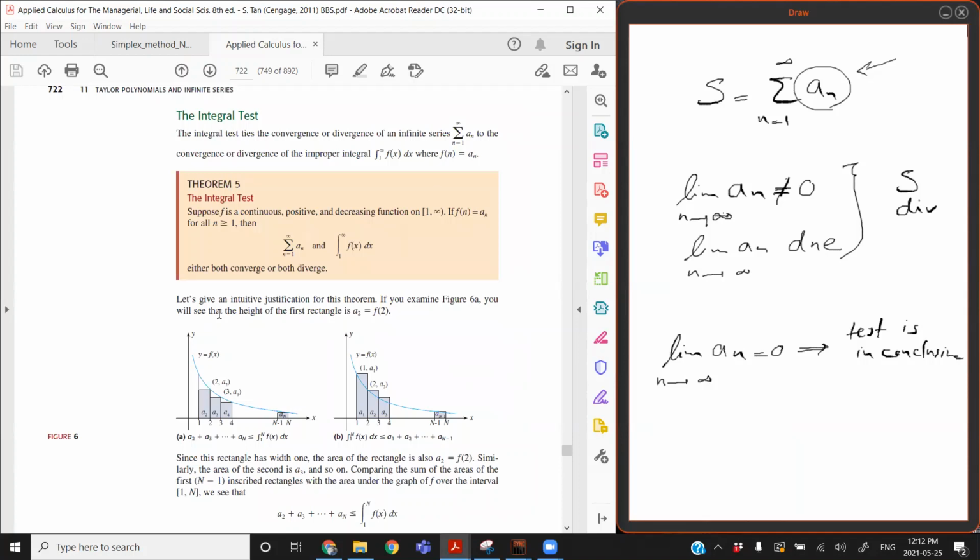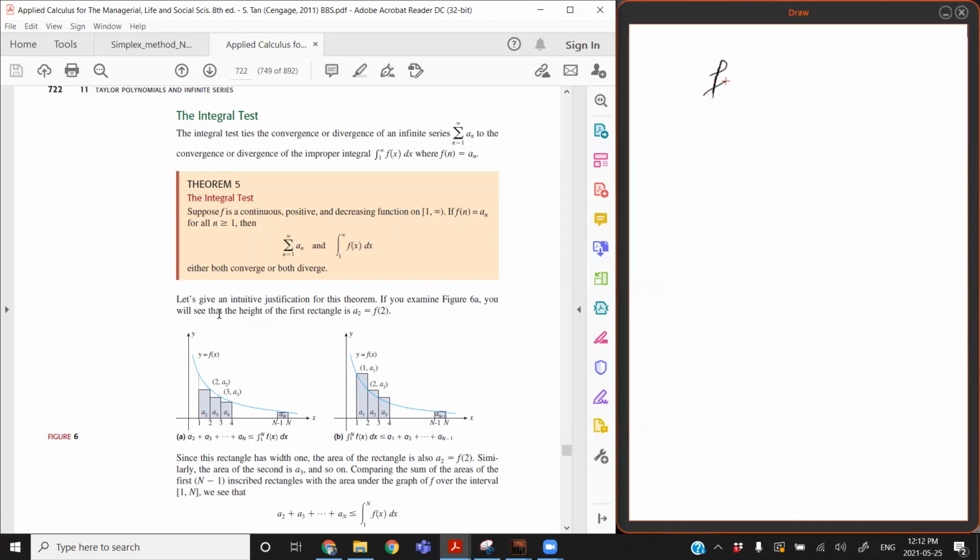Then we looked at the integral test. With the integral test, if you can find a function f of x so that this function is continuous, positive, and decreasing from 1 to infinity. It actually doesn't need to be from 1 to infinity. It could be from any finite number to infinity. So you can say you need a function that is eventually continuous, positive, and decreasing, so that a_n is equal to f of n. In that case, you can calculate the integral from 1 to infinity of f of x dx.